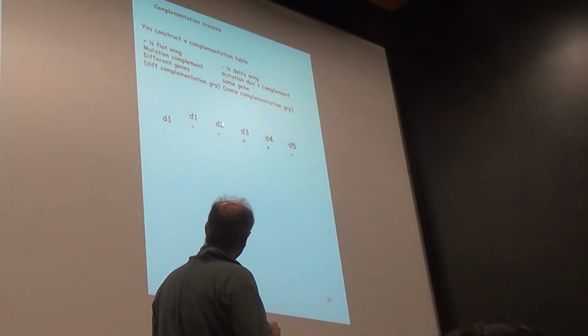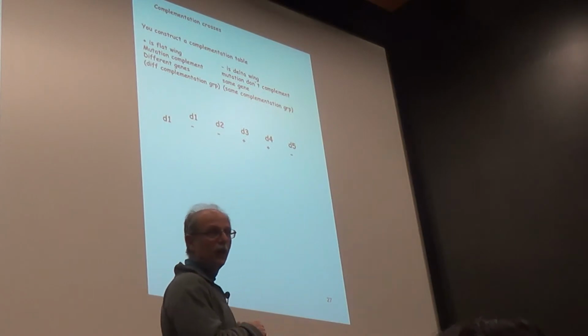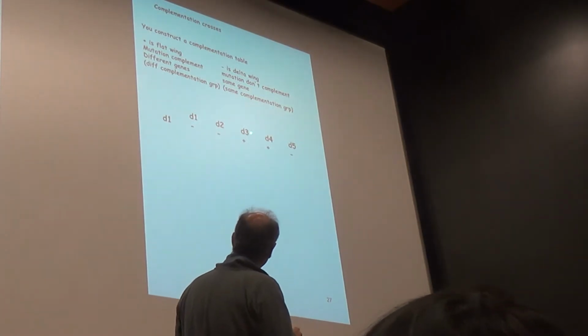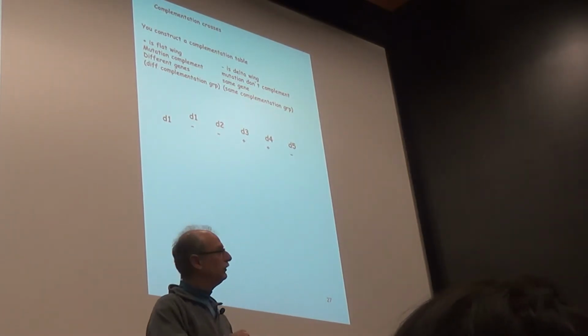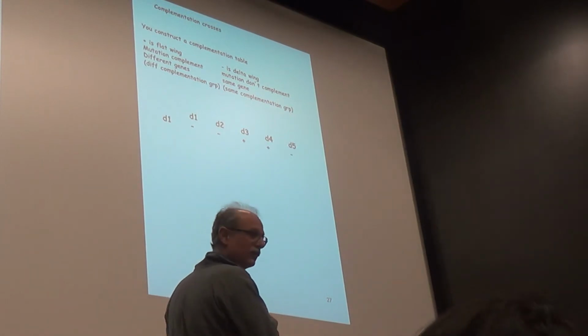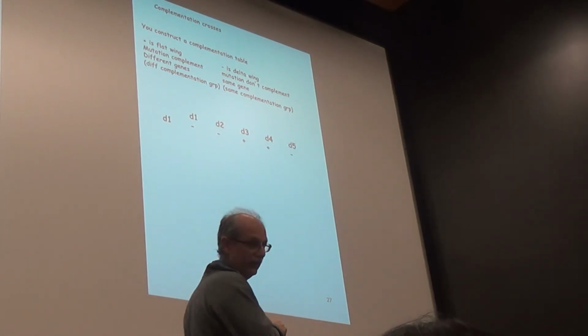Is D2 an allele in the same gene as D1? Yes. Is D3 an allele in the same gene as D1? No. D4 also isn't, but D5 is. So D1, D2, and D5 are 3 different alleles in the same gene. Now, D3 and D4 are different genes, but we don't know how many different genes. So you already now, by this one cross, indicated that 3 out of the 5 mutations are in one gene. Right? That's the first result you can write.